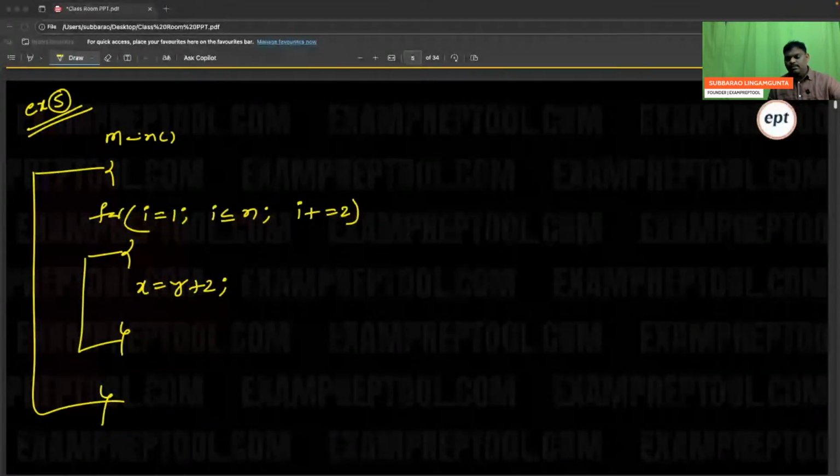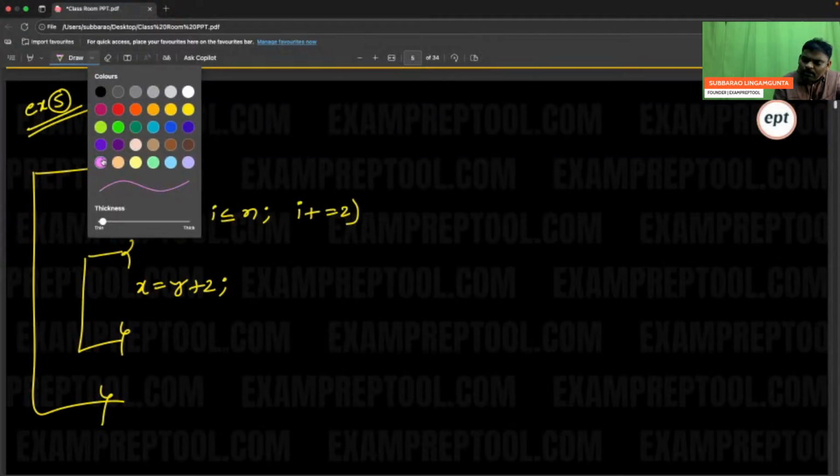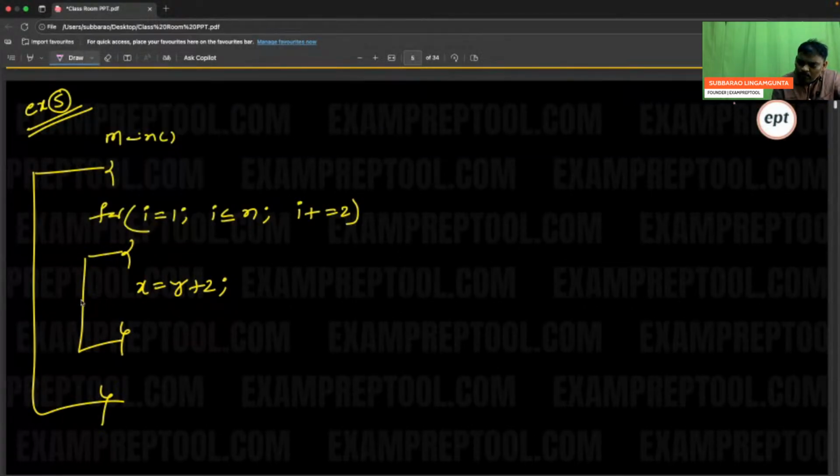Let me try this problem. Maybe you people tried, so let me try here. What is the time complexity of this program? First of all, identify how many statements there are. This program contains one statement. This statement is executing how many times?